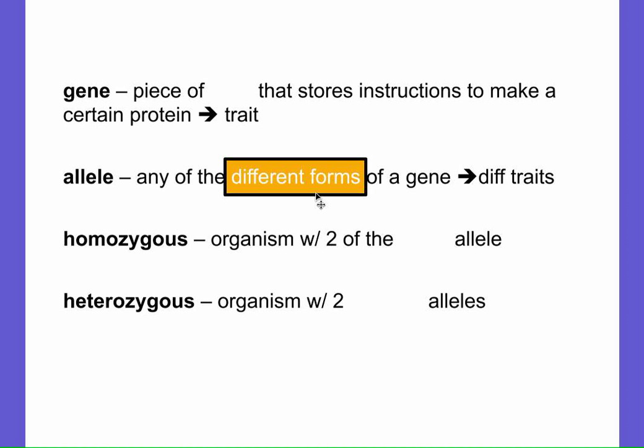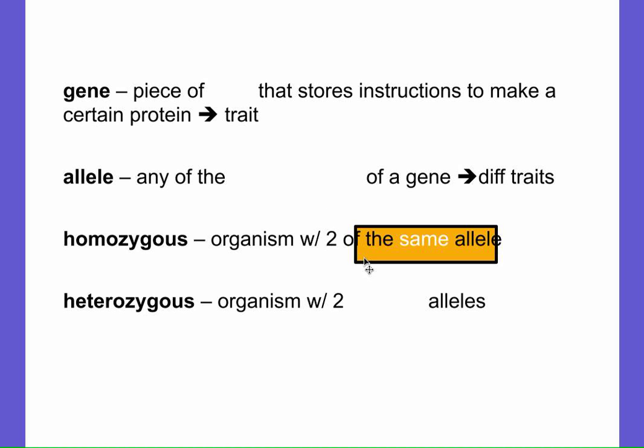Okay, the next term is homozygous. That would be any organisms with two of the same allele. So those would be the parents from Mendel's experiment, right? One parent always was purple, so they only had that purple allele. Whereas the other parent was always white, so they must have had two of the white alleles, no purple alleles.